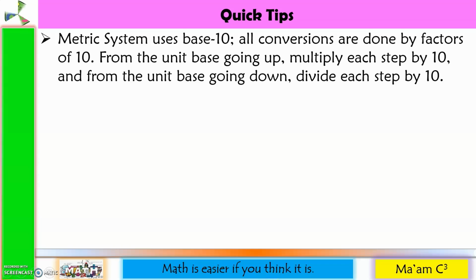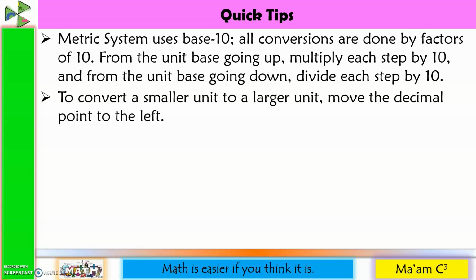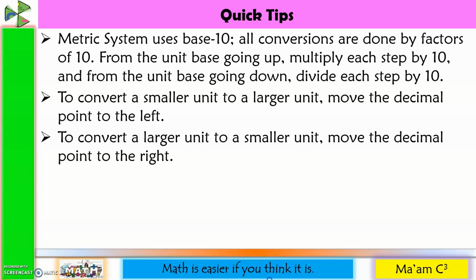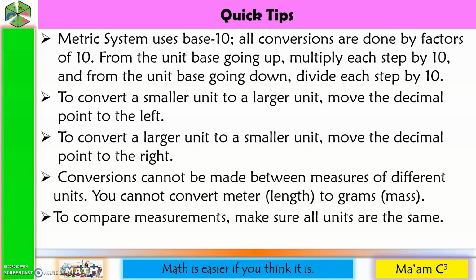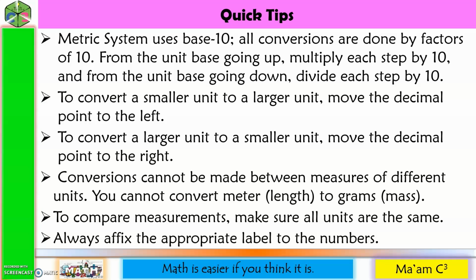Some quick tips. Metric system uses base 10. All conversions are done by factors of 10. From the unit base going up, multiply each step by 10, and from the unit base going down, divide each step by 10. To convert a smaller unit to a larger unit, move the decimal point to the left. To convert a larger unit to a smaller unit, move the decimal point to the right. Conversions cannot be made between measures of different units. You cannot convert meter, a unit of length, to grams, which is a unit of mass. To compare measurements, make sure all units are the same, and always affix the appropriate label to the numbers.